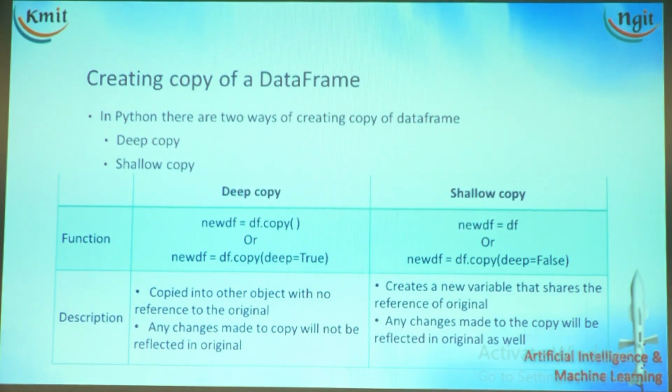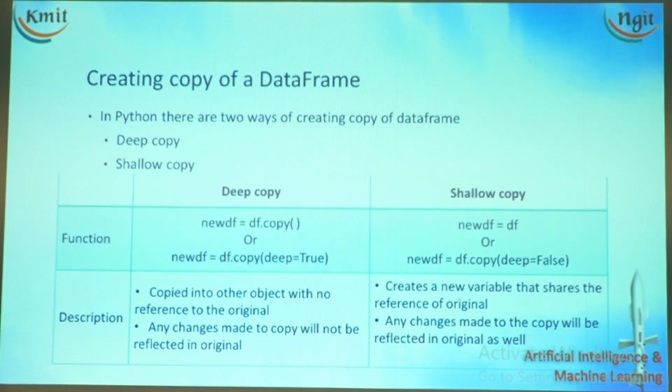Now see here, a deep copy. A deep copy is the one where we simply use the df.copy method. And for a shallow copy, inside the copy method, you have to mandatorily give the parameter deep equal to false. Then only it will be a shallow copy.